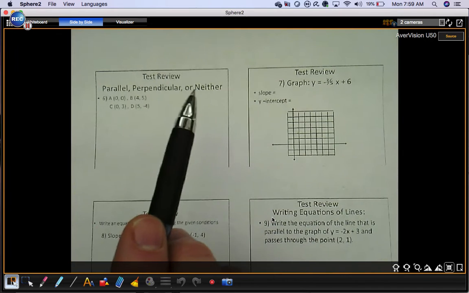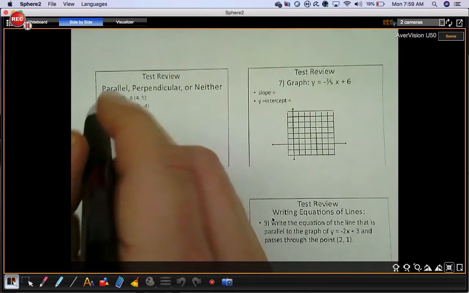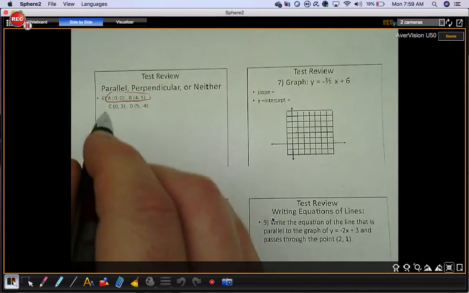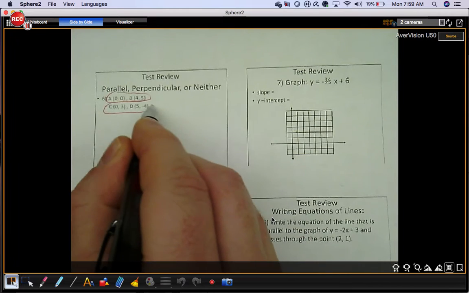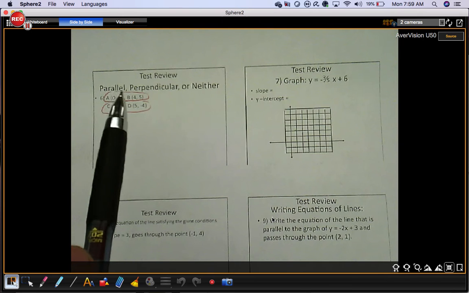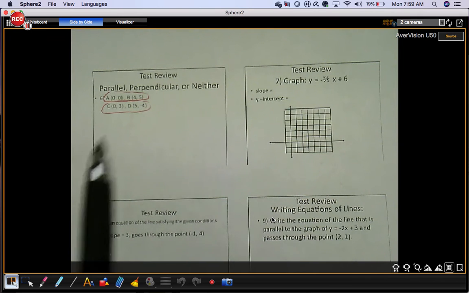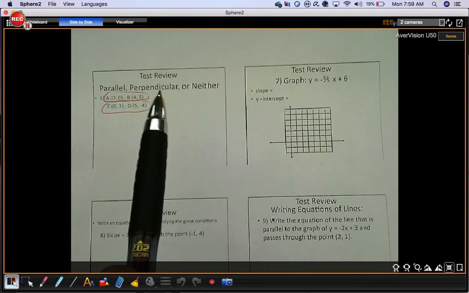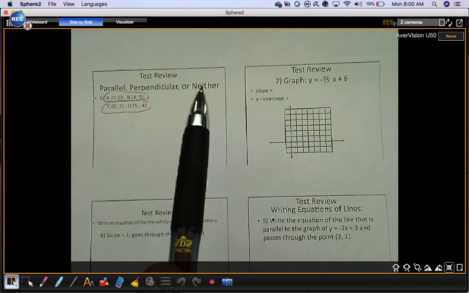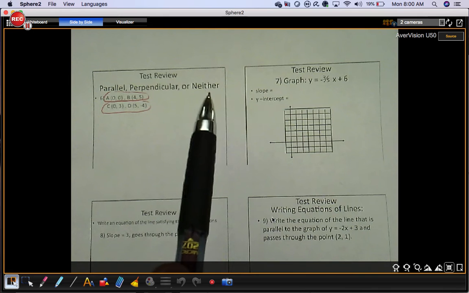Parallel, perpendicular, or neither. So you want to find the slope of this line. Use your formula. Find the slope of this line. Use your formula. Then compare the slopes. If the slopes are the same, the lines are parallel. If the slopes are opposite reciprocals, then the lines are perpendicular. If neither of those relationships exist, then the lines just touch each other. We're just going to call that neither.